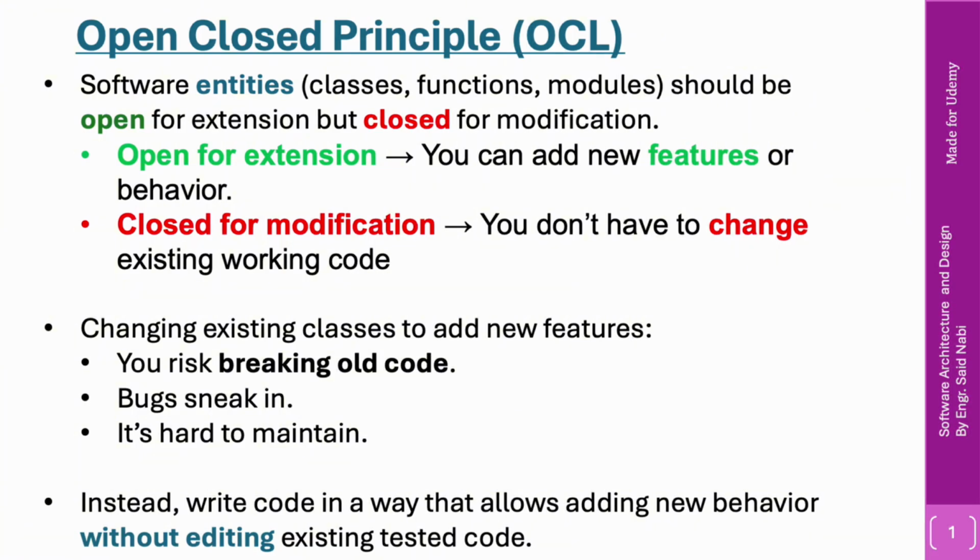So that is what we need to follow in our design. And this is what we call the open closed principle: a software system should be developed in a way that new features are easy to add without changing the existing code of the system.